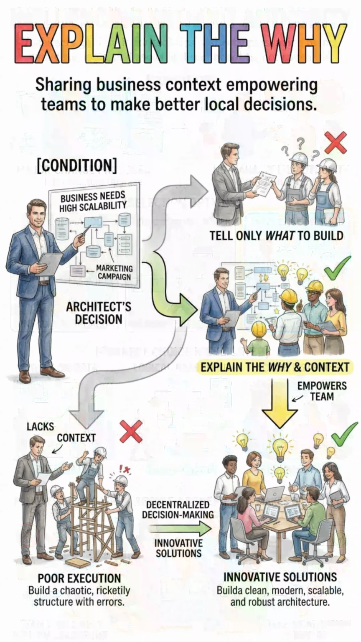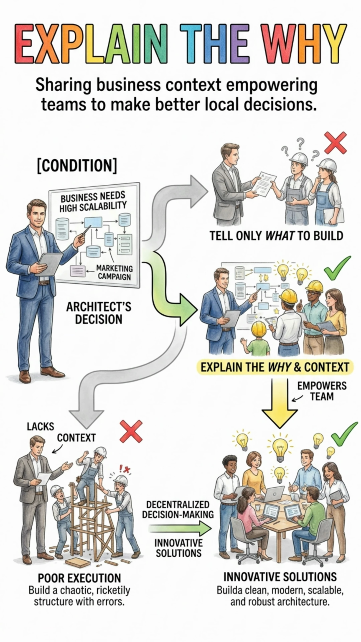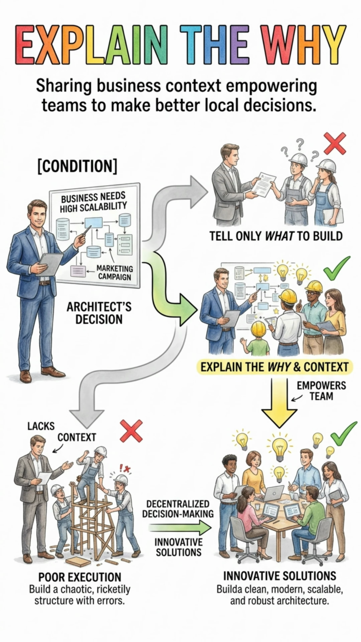A simple but incredibly powerful leadership technique is to always explain the why behind your architectural decisions. If you just tell a team what to build, they will likely build it poorly because they lack the necessary context. However, if you explain why the business needs a highly scalable microservice to handle an upcoming marketing campaign, the team can use their own creativity to build the best possible solution. Providing this context is a key characteristic of decentralized decision-making.